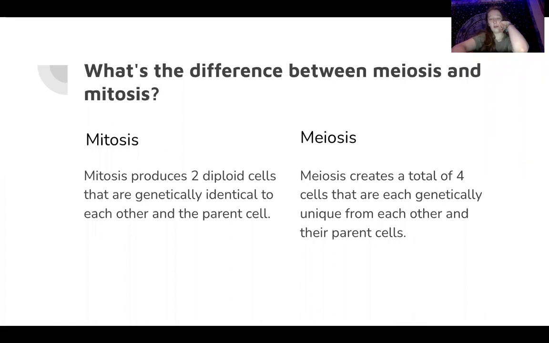What is the difference between meiosis and mitosis? Mitosis is the same first 4 steps we're going to learn about in a minute. It's more for if you cut yourself, it's going to make the same exact body cells you had before. And meiosis creates 4 different cells. They're all different, and they're sperm and egg cells.